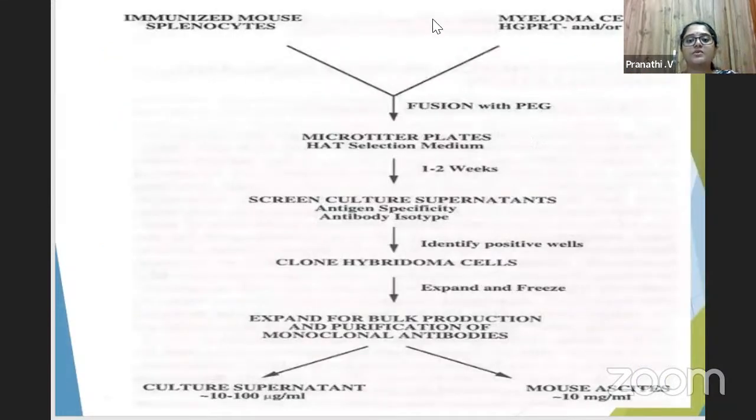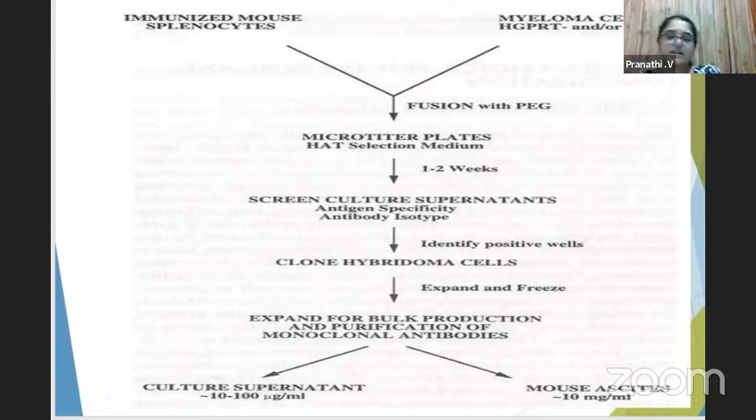So immunized myeloma cells without the growth promoting enzyme, the TK region, which should not be there. Then you use polyethylene glycol, which is PEG, and then inside the HAT medium, you're going to put them in the microtiter plates. Then see if there is any kind of antigen specificity and types that are produced. If antibodies are produced, then it is going to be taken and added to the mouse.